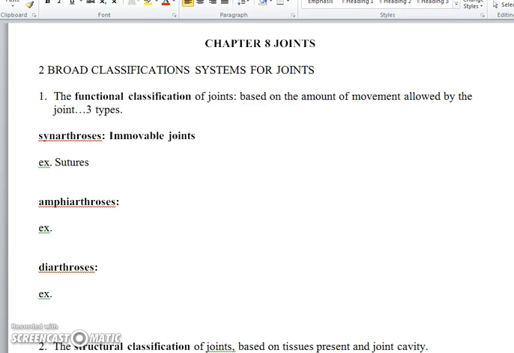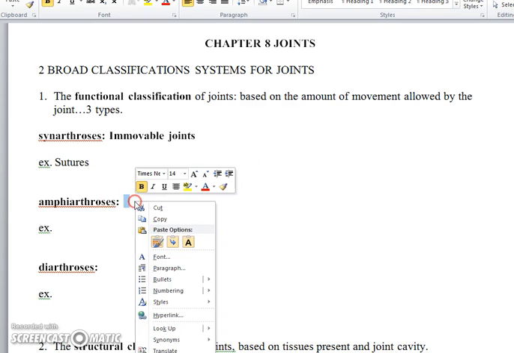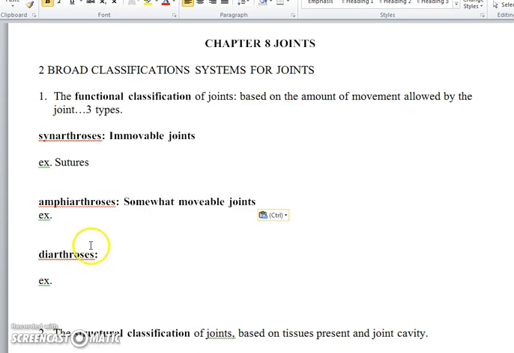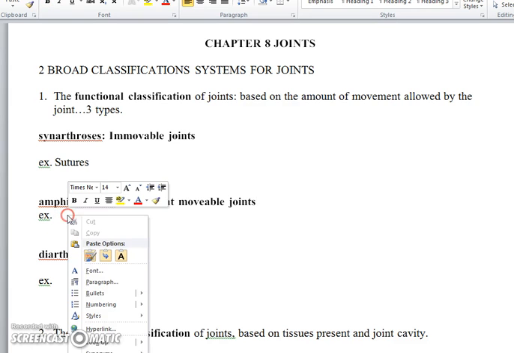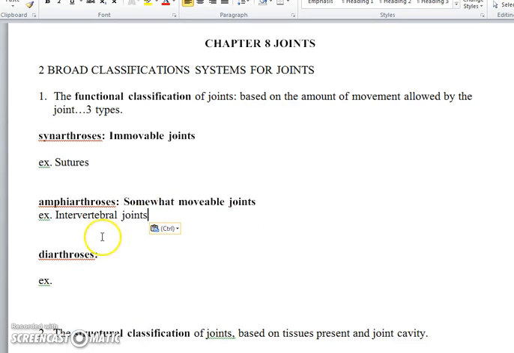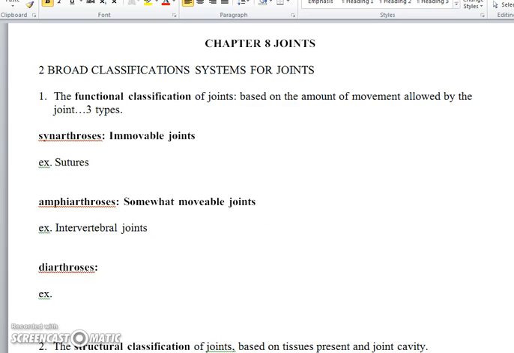Depending on what exact word you want to use, it doesn't really matter. I went with somewhat movable, kind of movable, sort of, kind of. They move to some extent. The example your book uses is a good one, so I'm going to steal it: intervertebral joints, the joints between the vertebrae. Any given one's got a little bit of give. Collectively, the back can move quite a bit, but the joints between any two vertebrae just move to some extent.